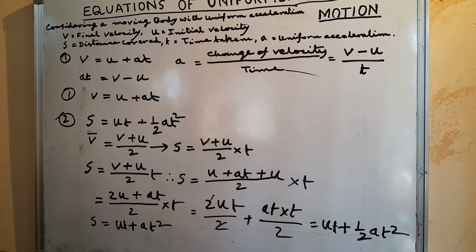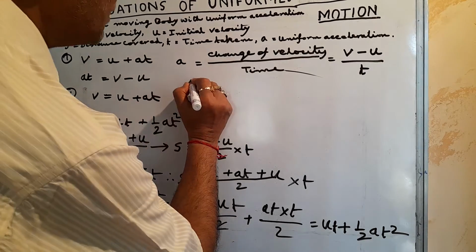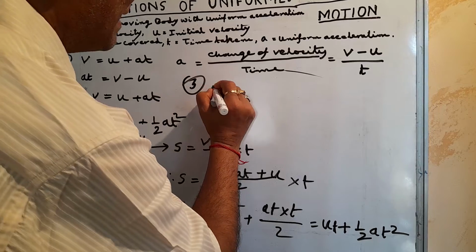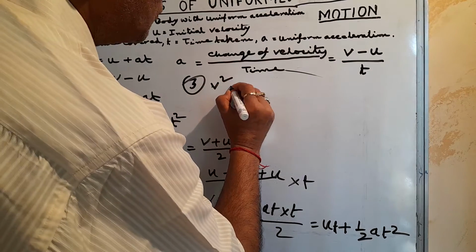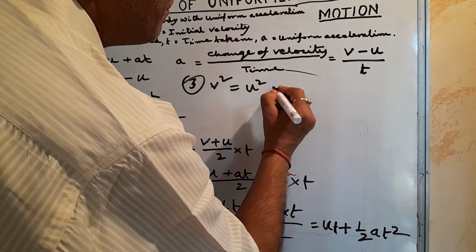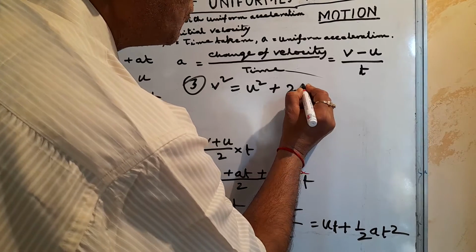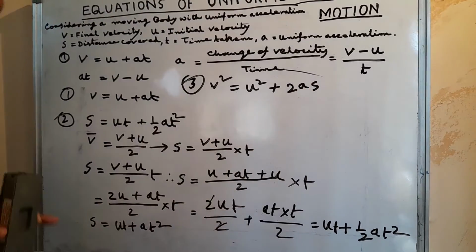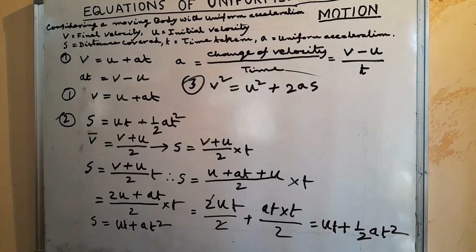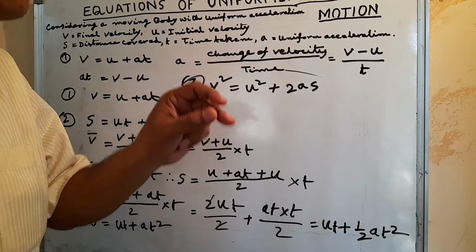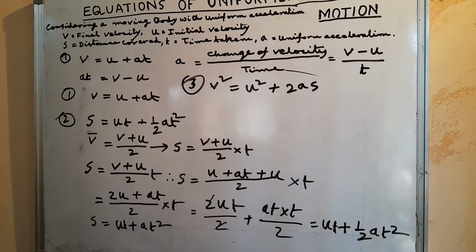Next, we try to derive the third equation of motion, which is v square equal to u square plus twice as, where a is the uniform acceleration, v is the final velocity, u is the initial velocity, and s is the distance covered. So how will we derive this?